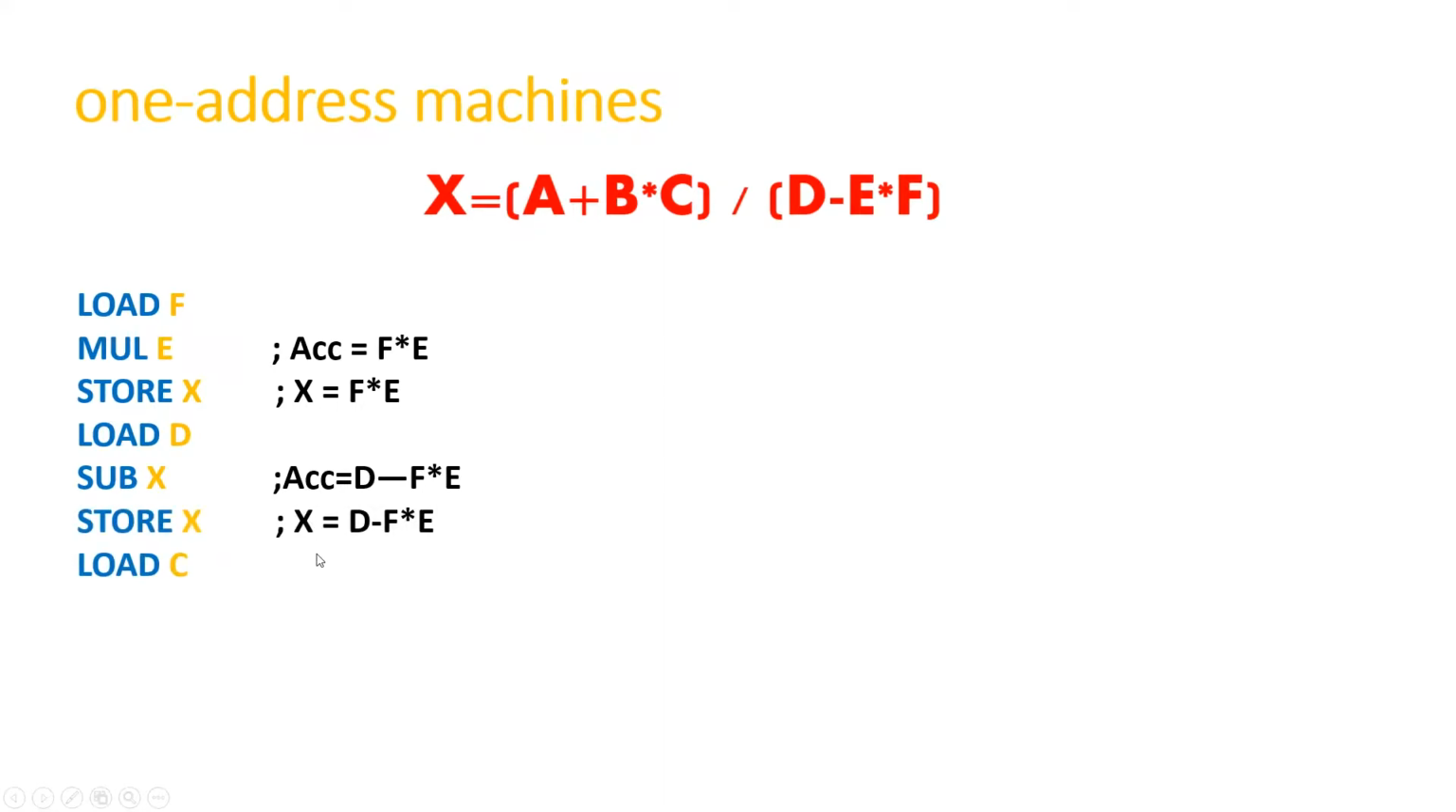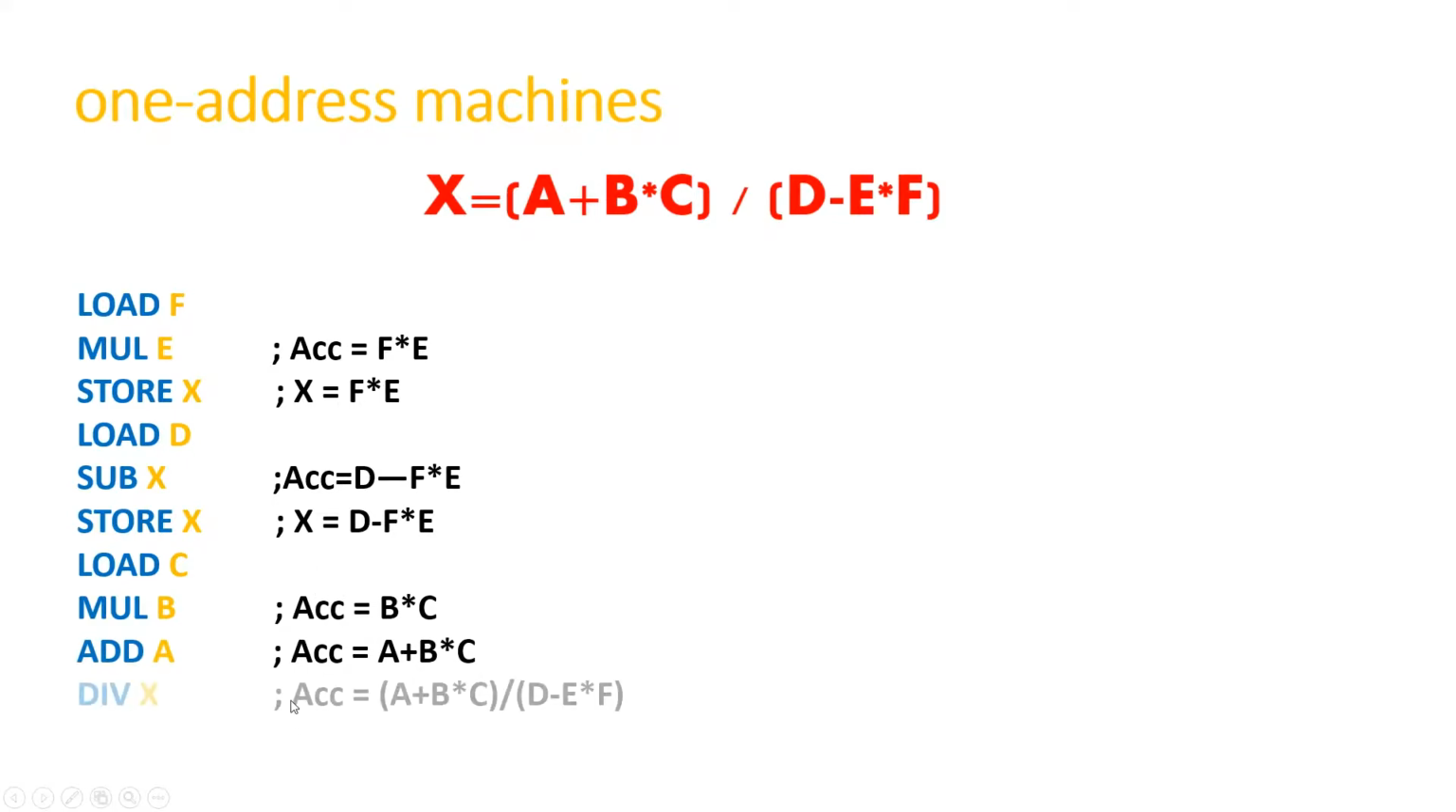After that, we load C and multiply it by B and save the value inside the accumulator, and then add A and save the data inside the accumulator again. After adding A, we could see that inside the accumulator we have the first part of our equation and the second part is already stored in X. So now we have to divide the accumulator value by X and then store the data from the accumulator inside X again.